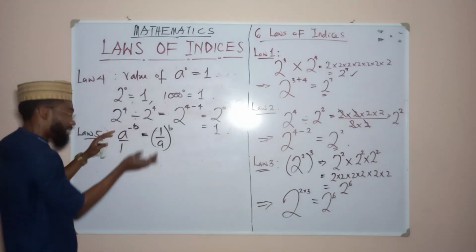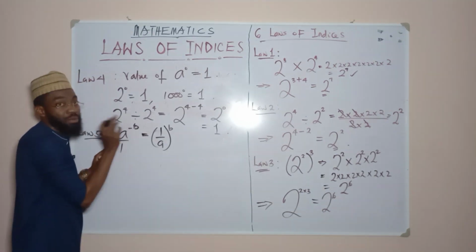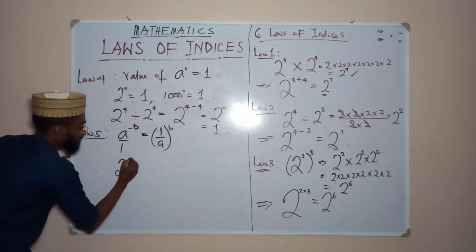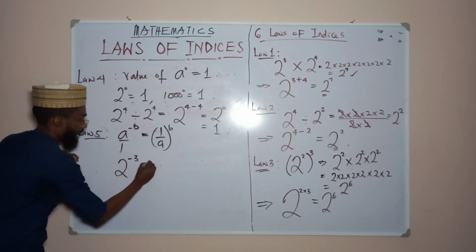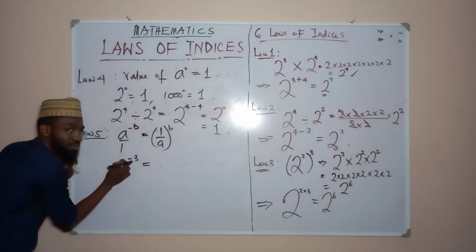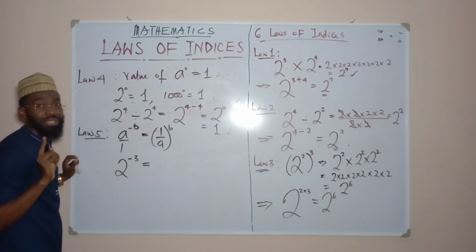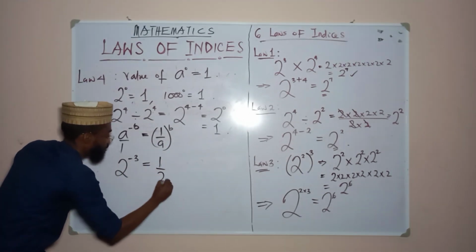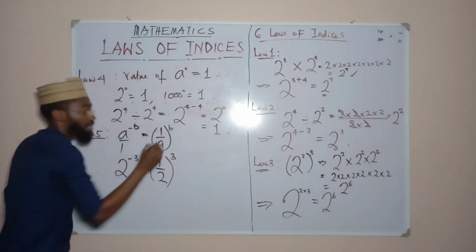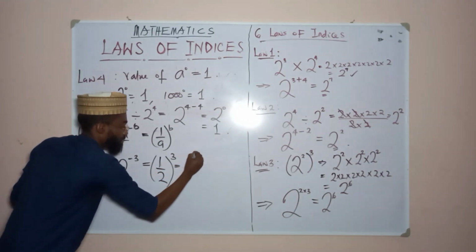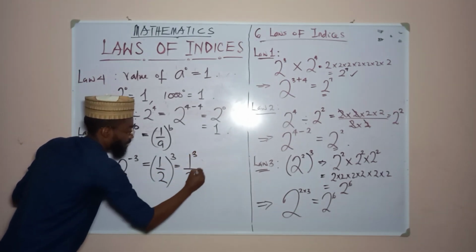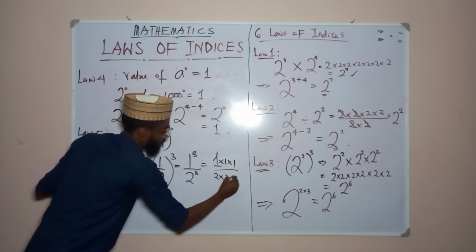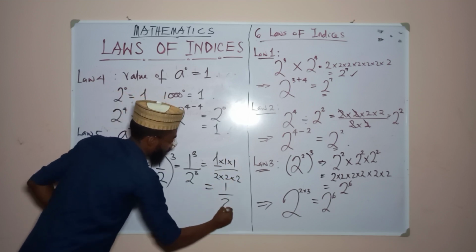Once you invert a base, the negative power automatically disappears, which means if I have 2 raised to the power of minus 3, my answer is, make sure you remove this particular negative sign. I always tell students, don't work with negative powers. So this is going to be 1 over 2 bracket raised to the power of 3, which invariably will now turn out to be 2 raised to the power of 3. This is 1 times 1 times 1 all over 2 times 2 times 2, which will give you 1 over 8.